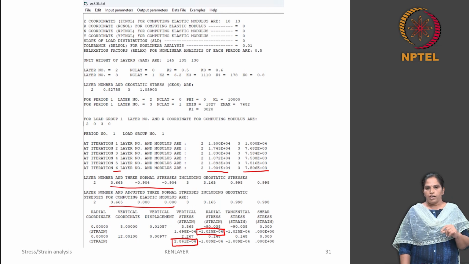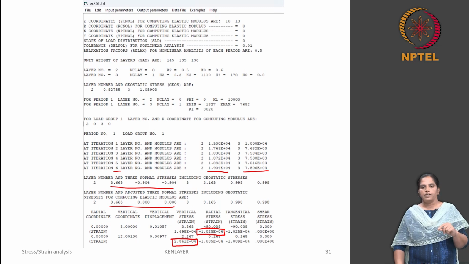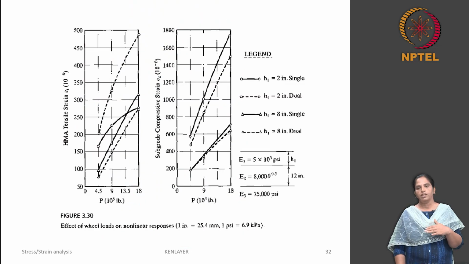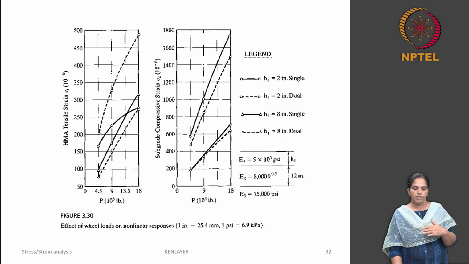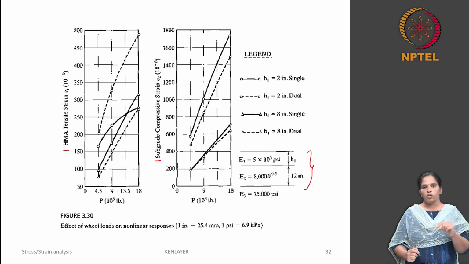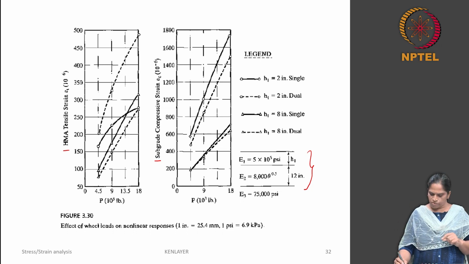So in a nonlinear analysis, to account for the stress dependent modulus value, we use the iteration process. We first give a seed value of a modulus, use the iteration process until the result converges, and finally we get the modulus at different depths, and that modulus is further used in determining stresses and strain at critical locations for analyzing the nonlinear influence.